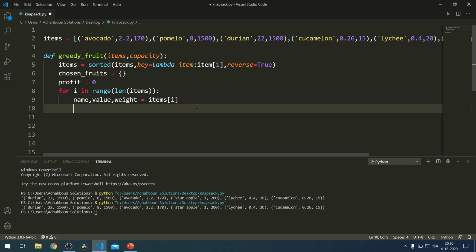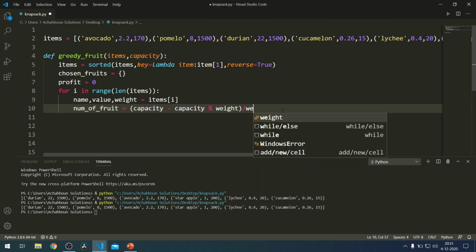And so basically the question that we're asking is, if we have a given capacity, how many times does the fruit fit in there? And you might be thinking, well, maybe something with a modulo operator can help us out here. And that is correct, because if you want to know the number of pieces of fruit, basically how much fruit we can buy of this specific item, then we would just take the capacity, which is the current capacity we have in our bag, and we would subtract from that the capacity modulo the weight of our current fruit, and then we would just divide this by the weight.